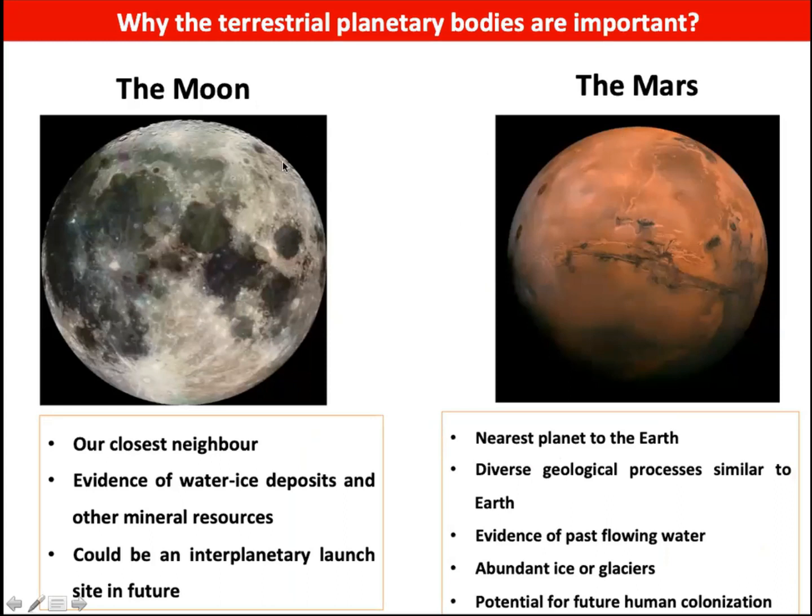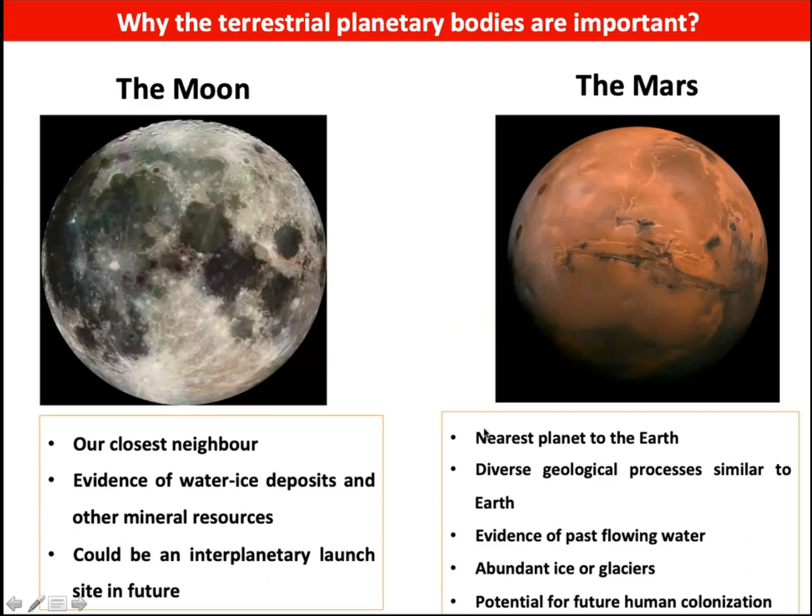The significant aspects of the Moon are that it's our closest neighbor. We have some evidence for water ice deposits and various mineral resources on the Moon. And in future, we can consider the Moon as an interplanetary launch site. Suppose we plan to go to Mars, we can have the Moon as a transit station. We can refuel from the Moon and then proceed to Mars. That's known as an interplanetary launch site.